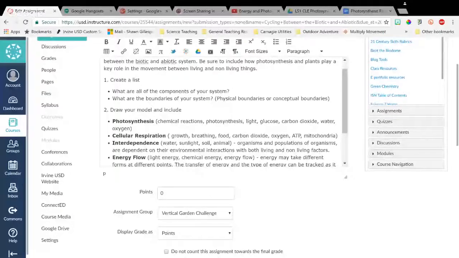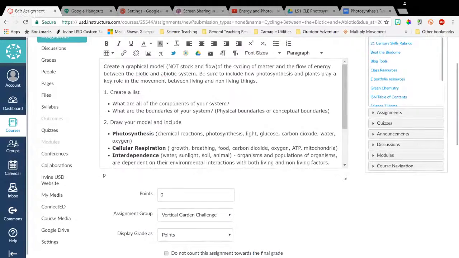So you can see right now that I am editing the assignment. And what you can see, it says create a graphic model, not a stock and flow map. So I've changed my mind from that. So you're going to do something more graphical. You can draw pictures, use arrows and that kind of thing to show the cycling of matter and the flow of energy between biotic and abiotic systems. So remember, biotic are the living systems, and the abiotic are the non-living systems.